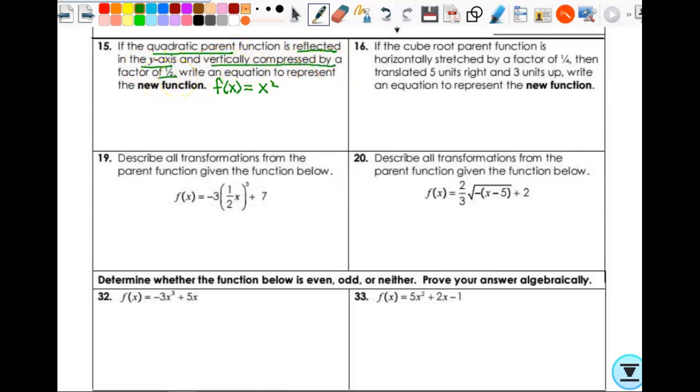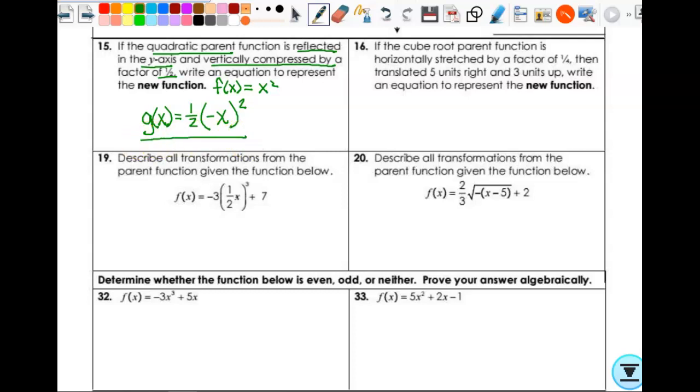So there's two transformations, the reflection and the vertical compression. So that would mean that I would have like g of x equals, so the vertical compression happens outside of the square, so that's going to be a 1/2. That affects y, and y does not lie. And then if it's reflected in the y-axis, then that means the negative affects the x before you square it. So that's what it would look like.